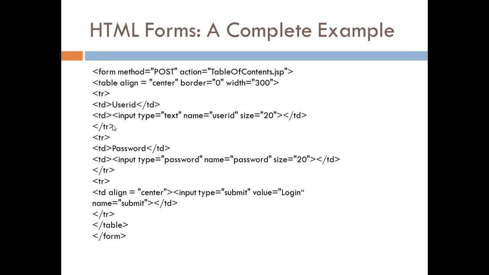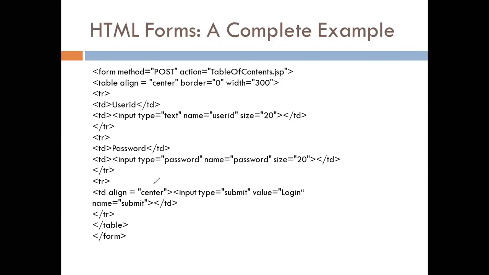Then close that particular row. Then another row will get opened. Inside that, label password and password element. Close the row. One more row will appear. Here we will have the submit button, and only one element is there. Then close the row. Close the row tag. Close the table and finally close the form.